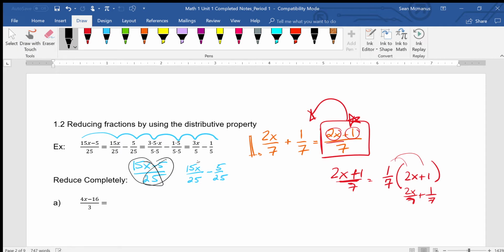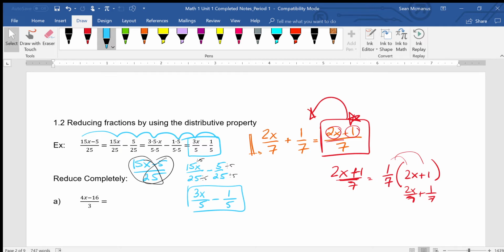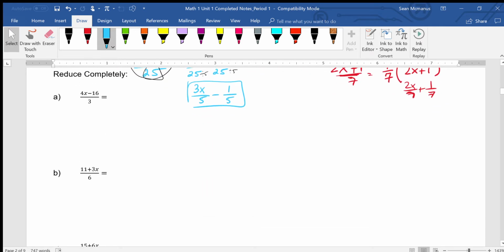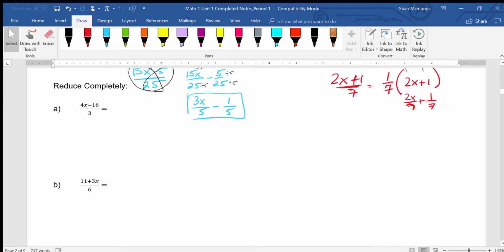I see that 5 goes into each of these, so I would end up with 15 divided by 5 is 3x, over 25 divided by 5 is 5. And the same thing with this term here: if I divide each by 5, 5 over 5 is 1, 25 divided by 5 is 5. And that's the same thing I ended up with here. So hopefully I didn't confuse you too much. We have 4 or 5 examples here, and with that method it's going to go really fast. So I'm going to start applying our method.